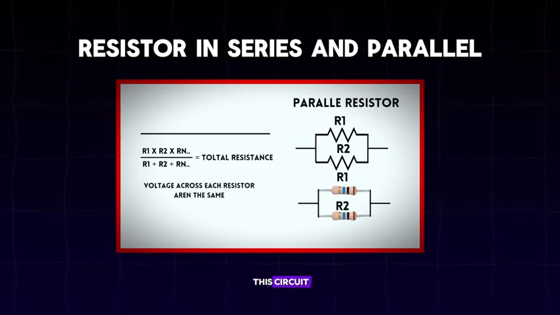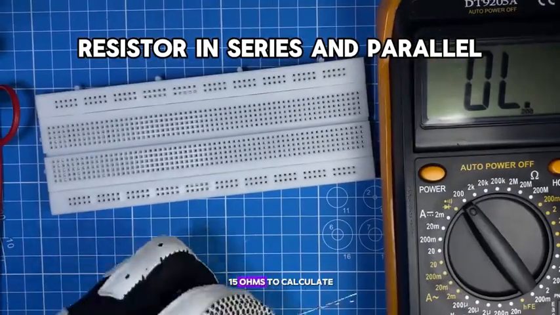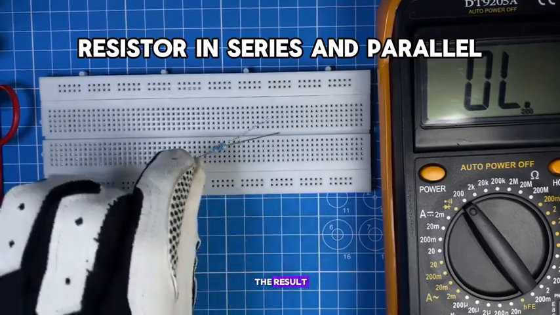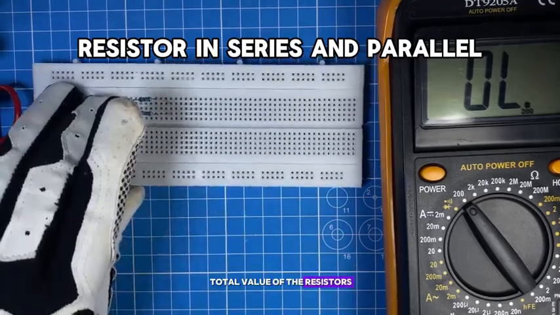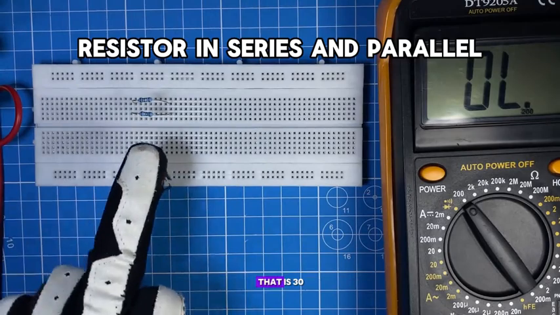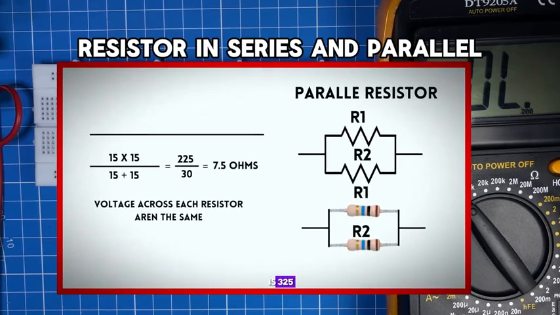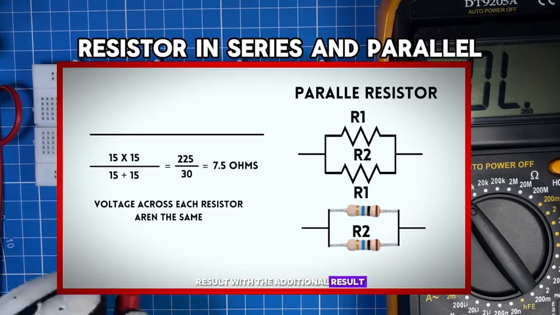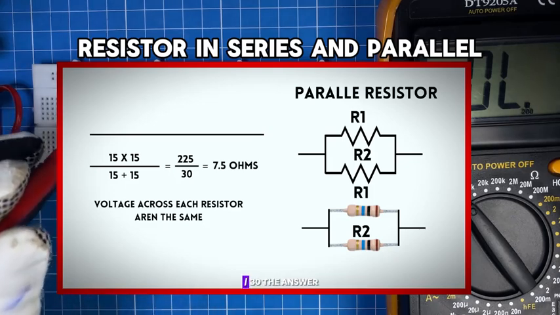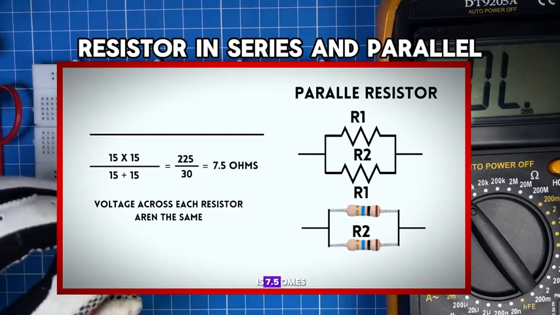So now in this circuit, we have two resistors connected in parallel. Each of them is 15 ohms. To calculate the result, we will add the values of the resistors, which is 15 plus 15, that is 30, and we will also multiply the values of the resistors, which is 15 multiplied by 15, that is 225. Then we will divide the multiplied result by the added result. So that is 225 divided by 30. The answer is 7.5 ohms.